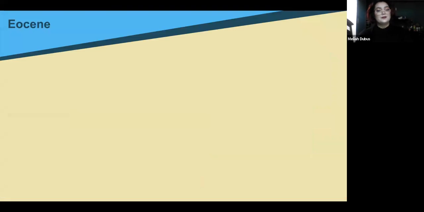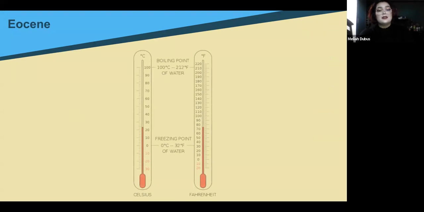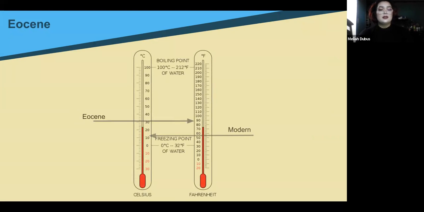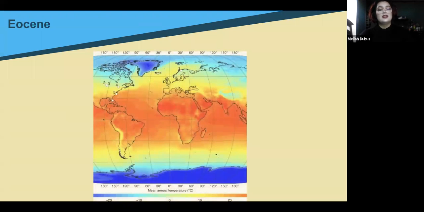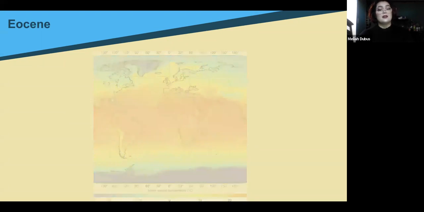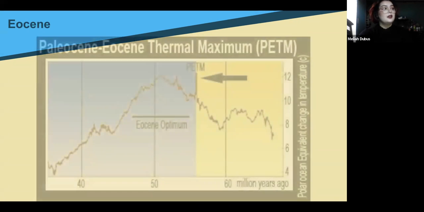During the Eocene, the planet was more humid and warmer. The average global temperature was about 15 to 20 degrees Celsius warmer. The temperature gradient on the globe was smaller than it is today, so the climate of the poles had more similarities to the climate of the equator than they do now.